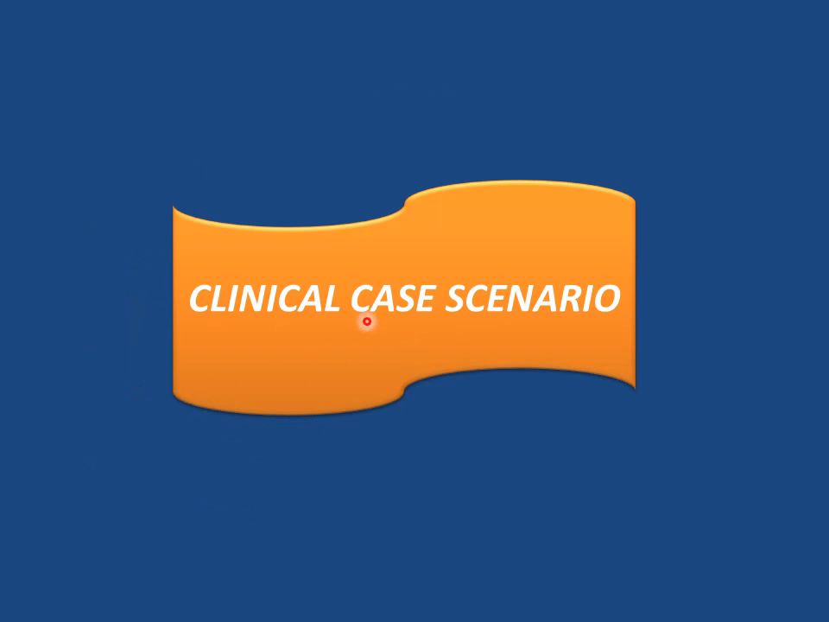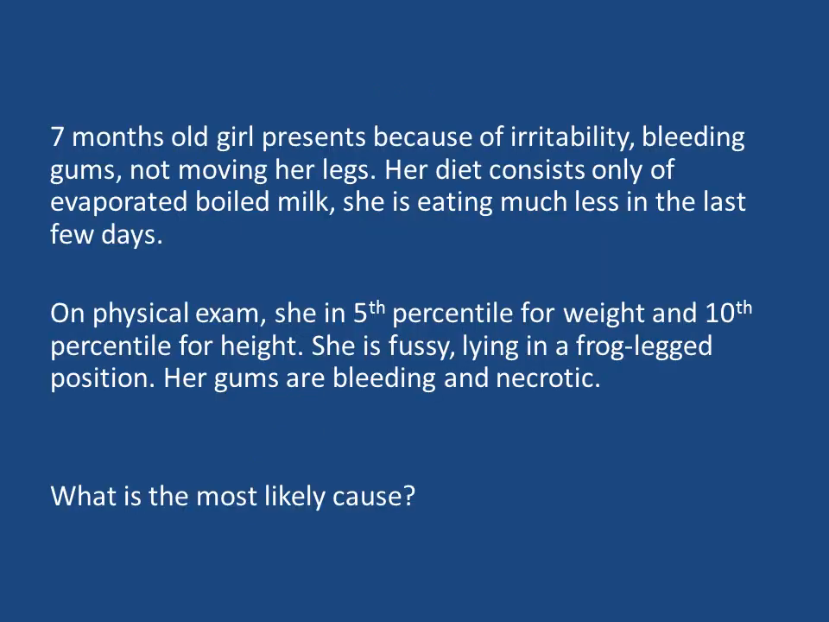Let's take a clinical case scenario. This is a 7-month-old girl, presents because of irritability, bleeding gums, not moving her legs. Her diet consists only of evaporated boiled milk. She is eating much less in the last few days. On physical examination, she is in 5th percentile for weight and 10th percentile for height. She is fussy, lying in a frog-legged position. Her gums are bleeding and necrotic.